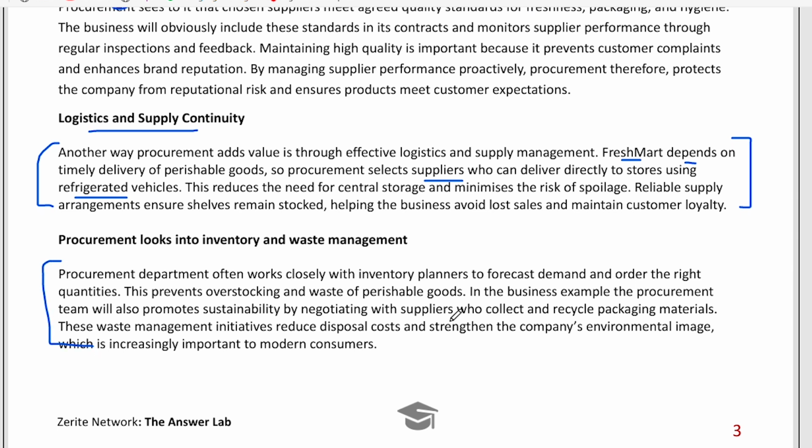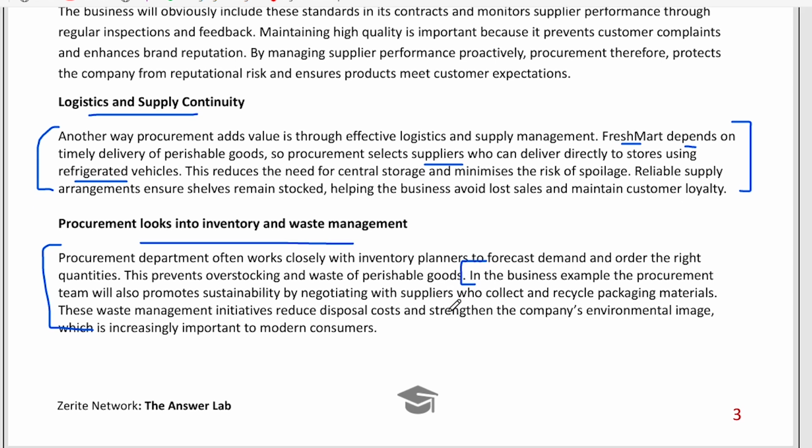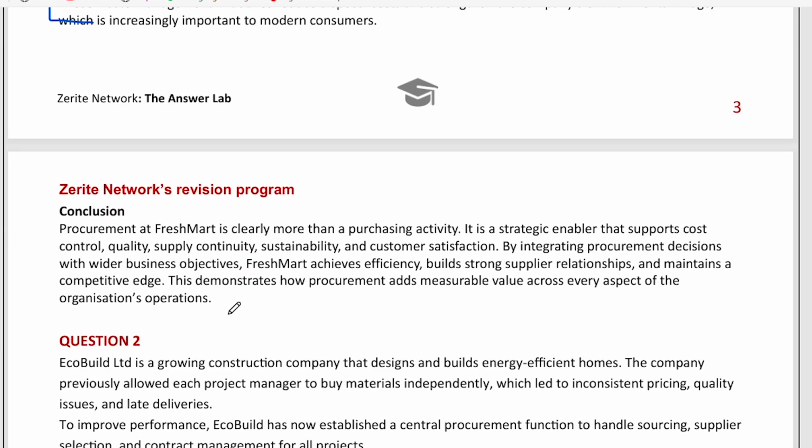It will just tell you what that thing does, whatever it is that procurement will do. Like procurement looks into inventory and waste management. Meaning what? They'll tell you what it does and how that helps the business and how that also plays the value addition role. So make sure you do that. Read all of it, like the entire example of the answer. And then now you're good.